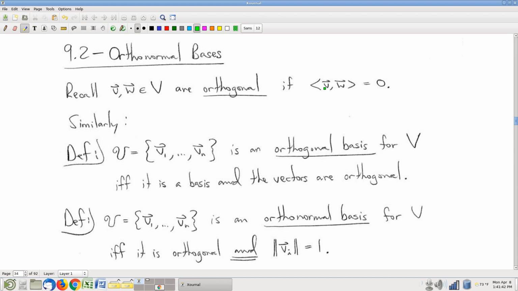So along those same lines, what do you suspect an orthogonal basis would be? Well, it's exactly what it sounds like. It's a basis in which the vectors are all orthogonal. Exactly what it sounds like. So pairwise orthogonal. Take any two vectors from this list. They're orthogonal to each other.